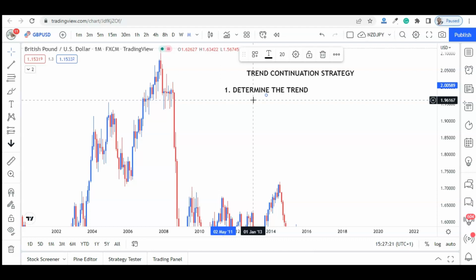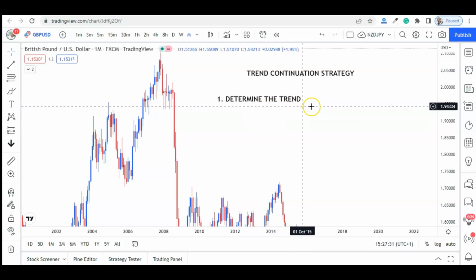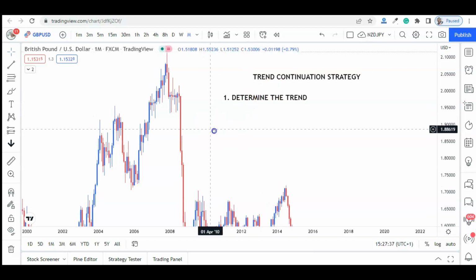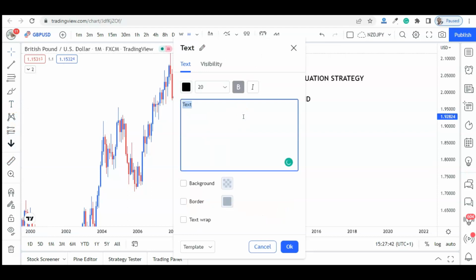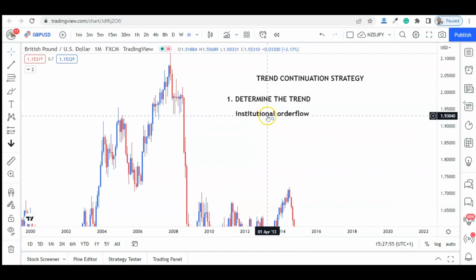You must determine the trend, but I will always advise beginners to look for a higher time frame trend. Once you notice the higher time frame trend, then you know this is what your directional bias will be. Why do you need to follow the trend? It is because of what is called institutional order flow. It doesn't make sense for you to be trading against the institution. You must be following the institution.